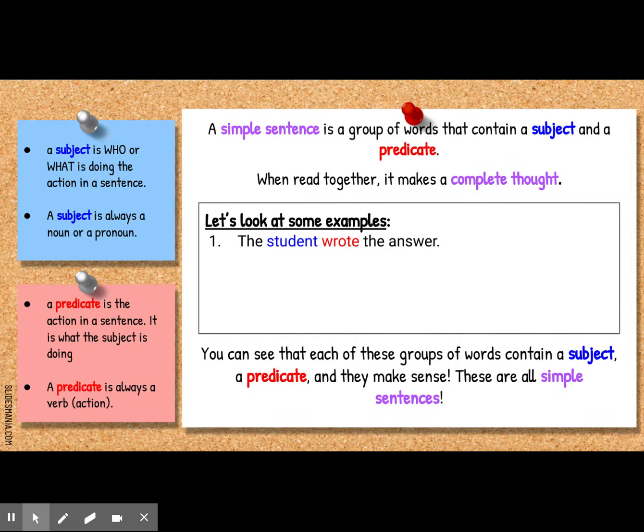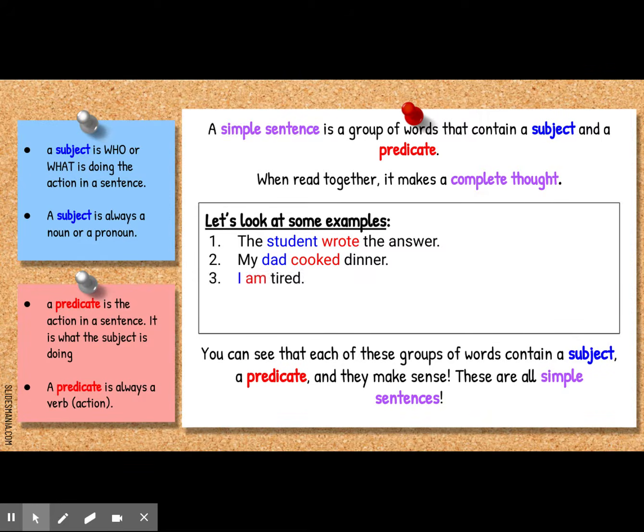The student wrote the answer. In this sentence, the student is the subject and wrote is the predicate because that's what the student is doing. Number 2, my dad cooked dinner. Here, my dad is the subject because that is who the sentence is about. The predicate is cooked because that's what my dad is doing.